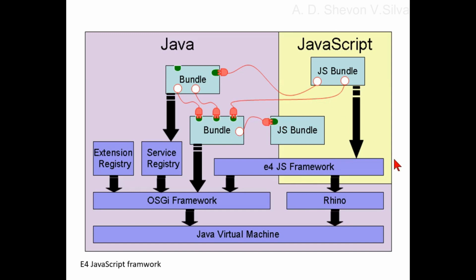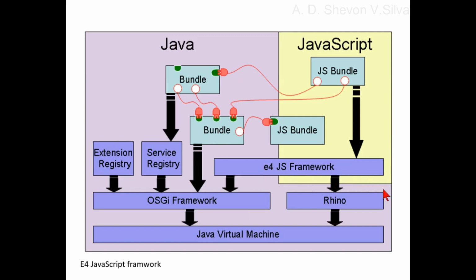The E4 JavaScript framework itself defines API in both Java and JavaScript. Thus, pure Java bundles can query and manipulate the JavaScript framework, for example, install a new JavaScript bundle, and bundles written in JavaScript can interact with the framework through its JavaScript API. This is illustrated in this figure by the E4 JS framework block extending across the Java and JavaScript boundary.